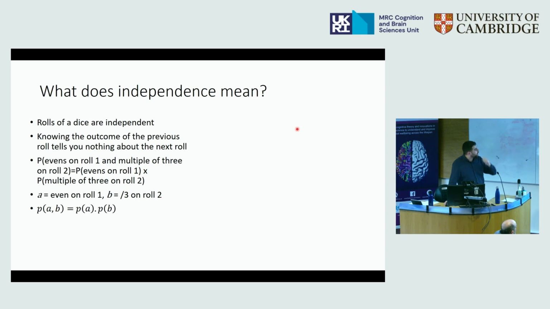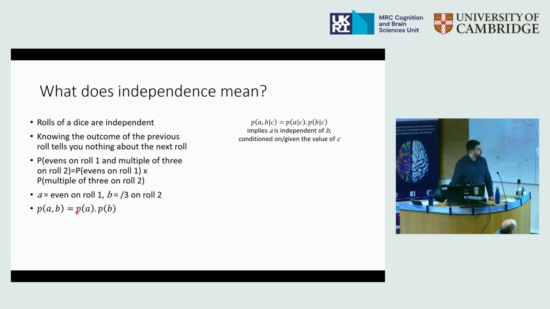I'll start with a simple example of what independence is. The simplest one I can think of is that rolls of a dice are independent, right? That essentially means that knowing the outcome of the previous roll of the dice doesn't tell you anything about the next roll. So, for instance, if you were to calculate the probability that you roll an even number on the first roll and a multiple of 3 on the second roll, that just equates to multiplying together the two separate probabilities, right? And we can express this a little bit more neatly mathematically down here.